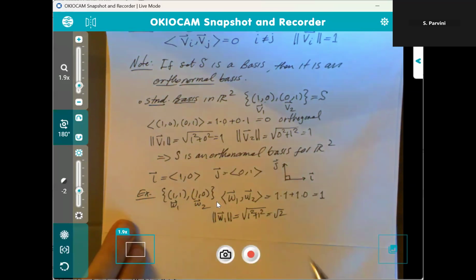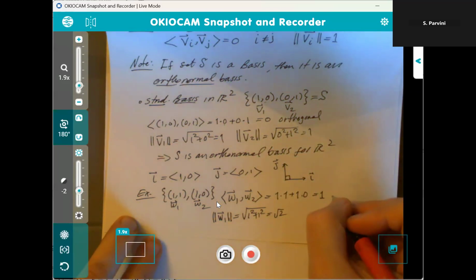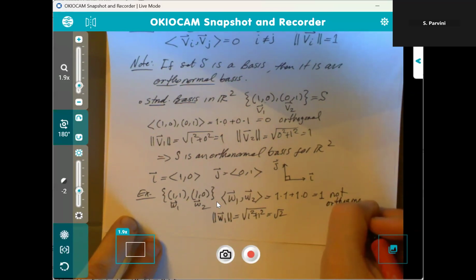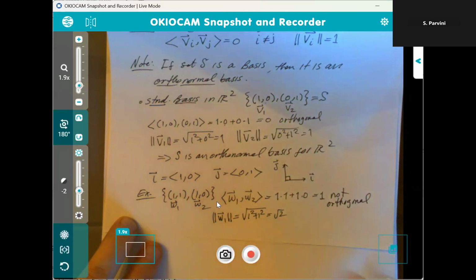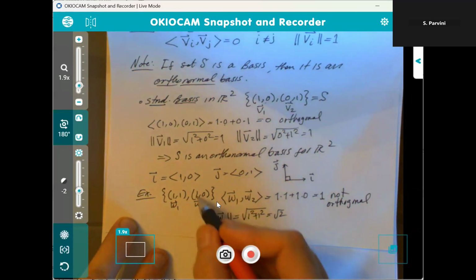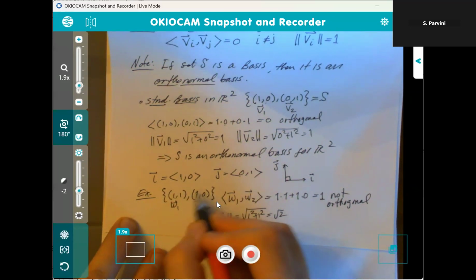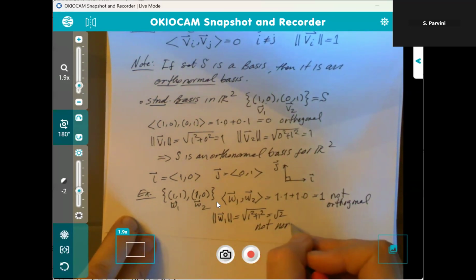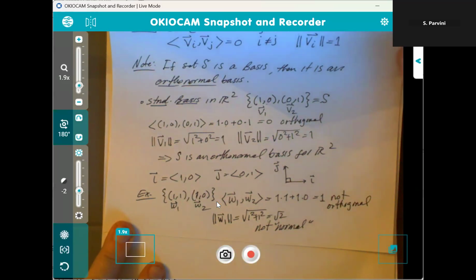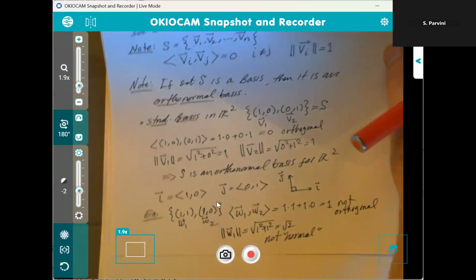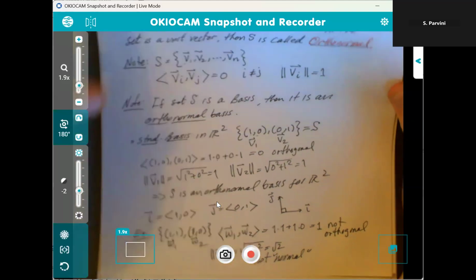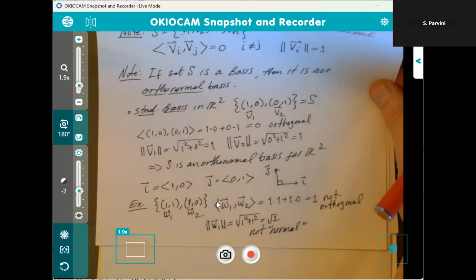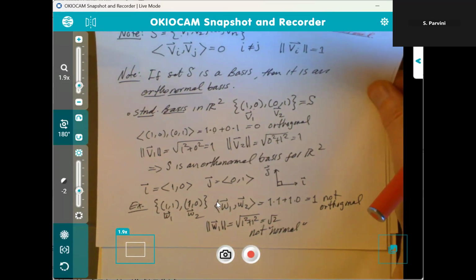Okay. So again, the fact that the dot product is 1 means this is not orthogonal. And the fact that the magnitude of one of them is the square root of 2, even if the other one is 1, which it is, means this is not normal. Normal in the sense that it doesn't have magnitude 1. So it's not an orthonormal set. Hopefully everybody's okay on this.